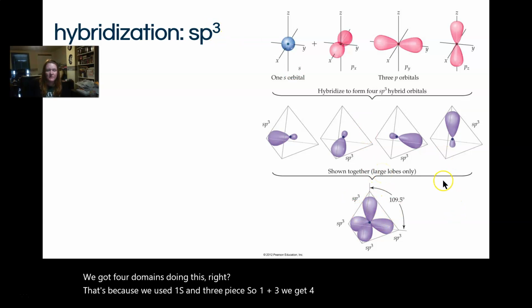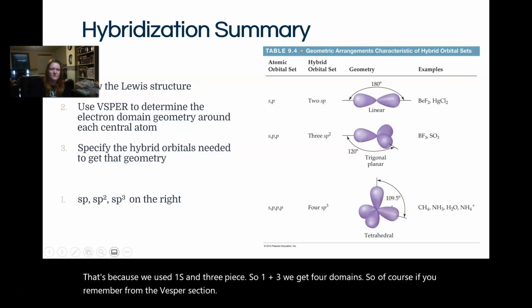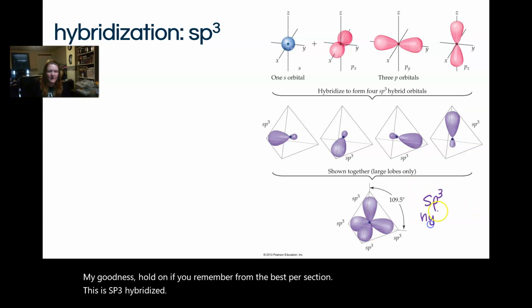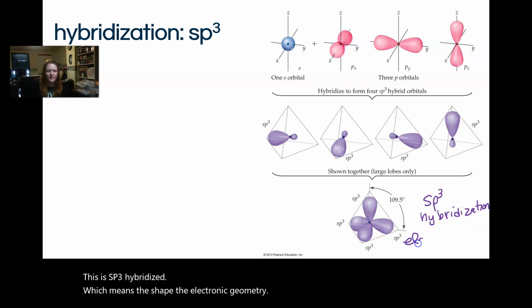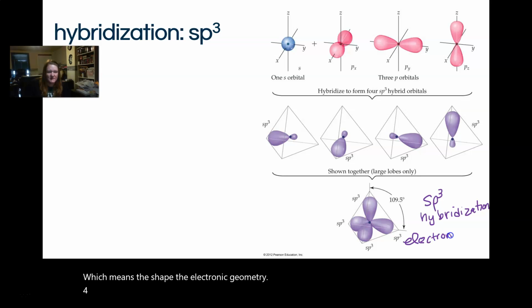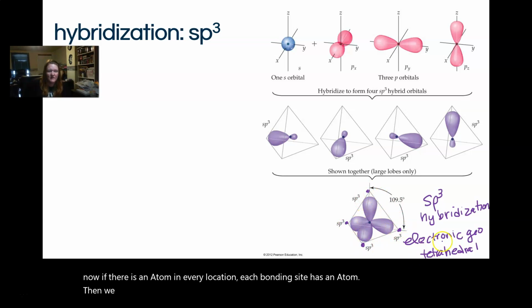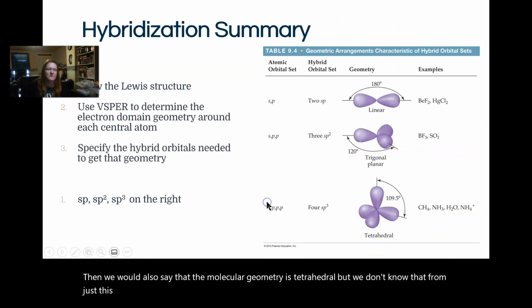So of course, if you remember from the VSEPR section, this is sp3 hybridized, which means the shape, the electronic geometry, 4 domains, right, we said is tetrahedral. Now, if there's an atom in every location, each bonding site has an atom, then we would also say that the molecular geometry is tetrahedral, but we don't know that from just this picture. This is just showing us the electrons.